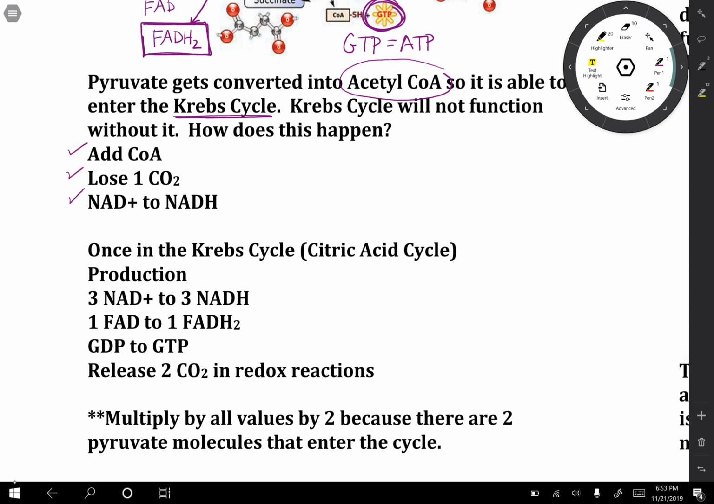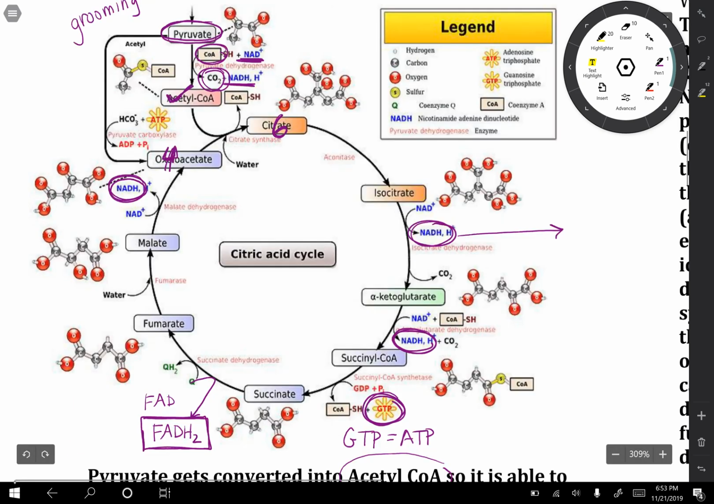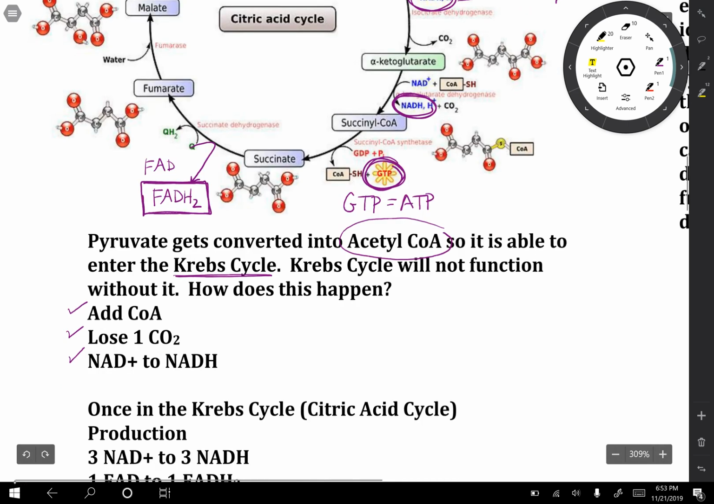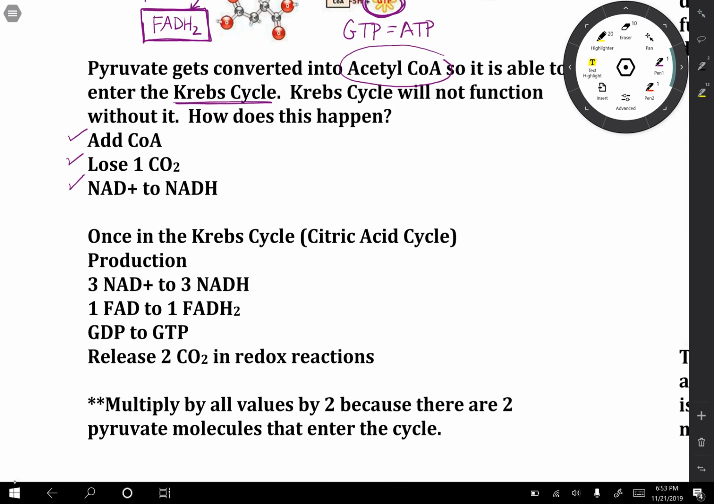Now, I'm going to tell you in a second that you're going to multiply all of these numbers by 2, because remember, 1 glucose makes 2 pyruvates. And in this chart so far, we started with only 1 pyruvate. So we got to double it because we have 2 of them. Once you get into the Krebs cycle, you are going to produce 3 NADHs, 1 FADH, 1 GTP, otherwise known as ATP, and you're going to kick out 2 carbon dioxides.